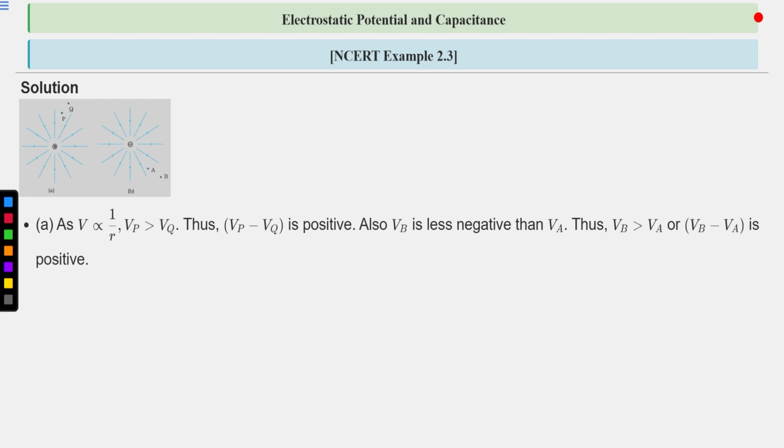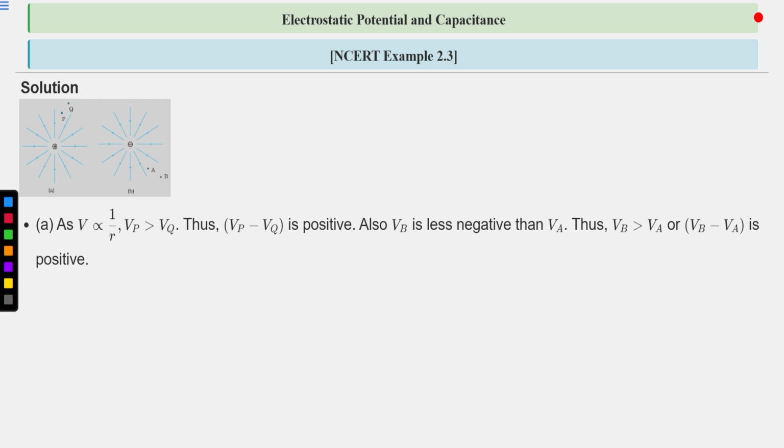So what is the potential? Potential at P is greater than potential at Q. Thus Vp minus Vq is a positive term. Because potential at P is greater, Vp minus Vq is positive. This is understandable. Second thing, Vb minus Va.